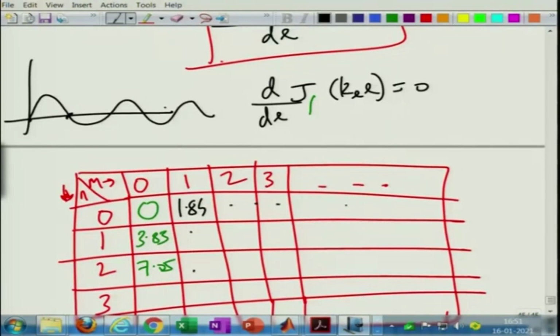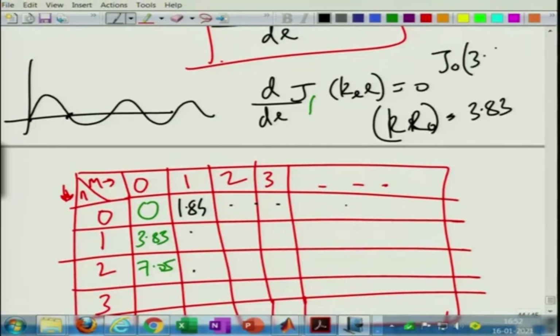But then there will be a sequence of such values, because just like you have m pi by b, where m can be any integer 0, 1, 2, 3, it can be 10,000. Similarly, for the derivative of the Bessel function, if you fix r equal to r_0, there are an infinite number of roots. So, basically this 3.83 means k_r r_0 is 3.83. So, if you evaluate the derivative of the Bessel function J_0 at k_0 r equal to 3.83, that will be 0. This is a non-dimensional value, k_0 r equal to 3.83, where the derivative of the Bessel function goes to 0.